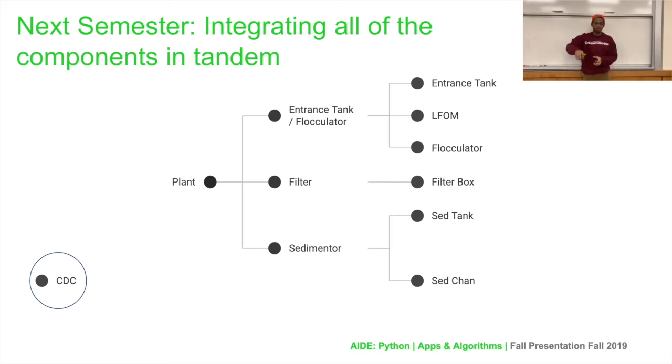Then we move down to the children of that, which are our entrance tank flocculator assembly, our filter, and our sedimenter. All of those have their own respective children showing the sub-components of the water treatment plant, such as the entrance tank, flocculator, filter box, and so forth. But as you can see in that corner over there is the CDC. The problem is that when we implemented the CDC, we did not connect it to the overall plant structure. So that is something we plan to work on next semester to fully integrate it and make sure that everything works in tandem.